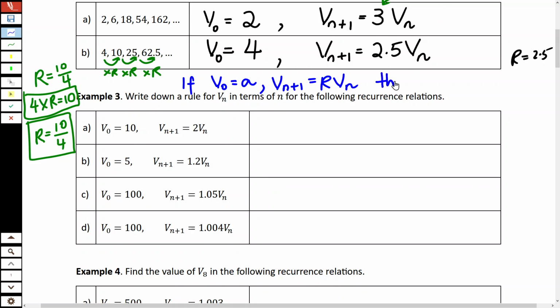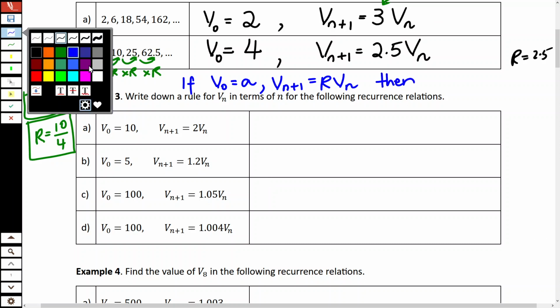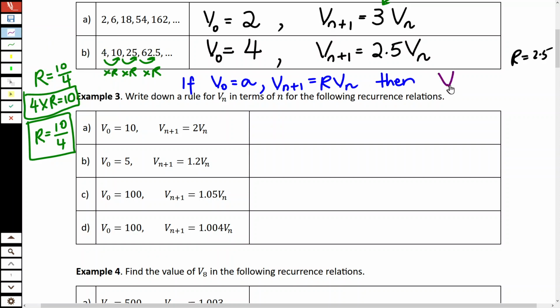Here's the formula. I'll put it in a different color. Let's choose purple. Vn equals R to the power of n times V naught. So that's an index up there in front of R. You don't need to worry about where that comes from. I'm happy to explain it to you if you wish, maybe later. But all we need to do in this next example is, if I give you the recurrence relation in blue, I want you to give me the rule in purple.